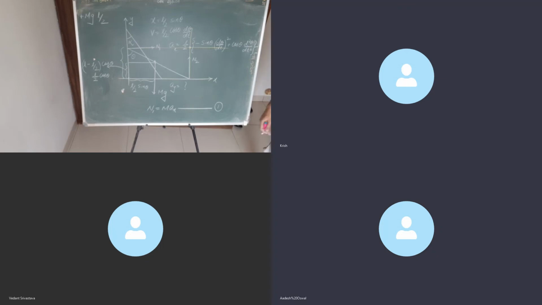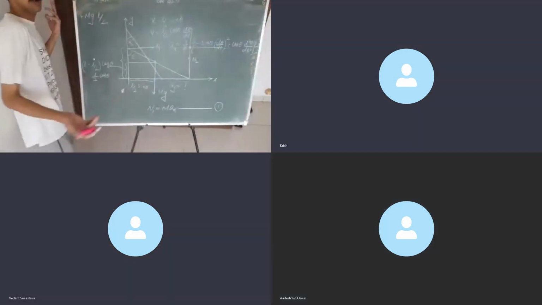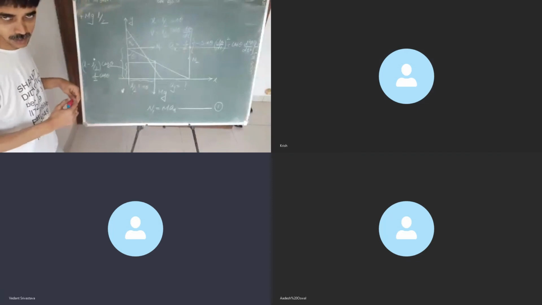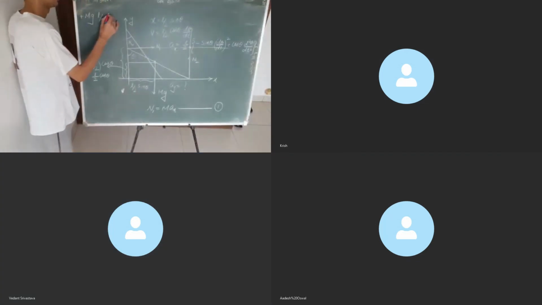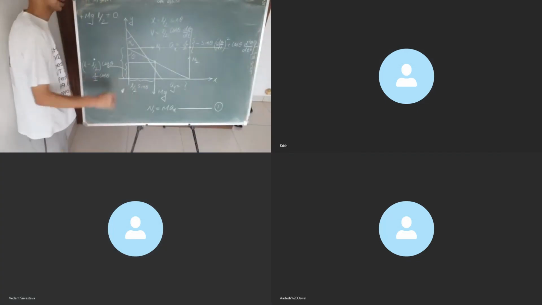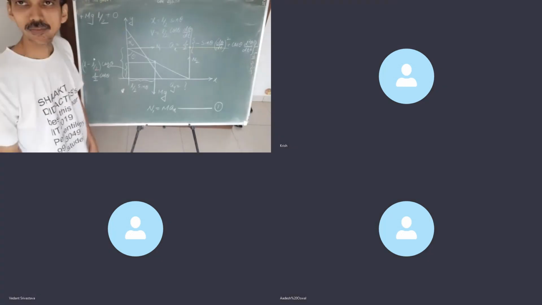So, won't it be? Kinetic energy at that point will be 0. Why? Because the body is not in motion. No motion. Okay, the body was not in motion. So kinetic energy at that time is 0, correct? Yes, sir.